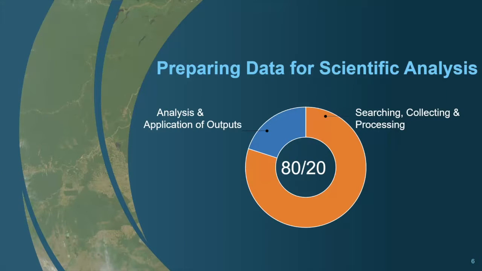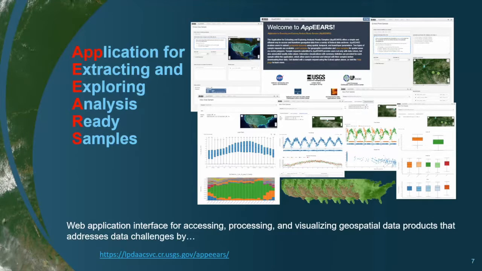Many of you are probably all too familiar with the 80-20 paradigm of data science, which states that you will spend 80% of your time collecting, processing, and formatting your data, which cuts into the time that would be better spent analyzing and applying your outputs. This is why we created AppEEARS, or the Application for Extracting and Exploring Analysis Ready Samples.